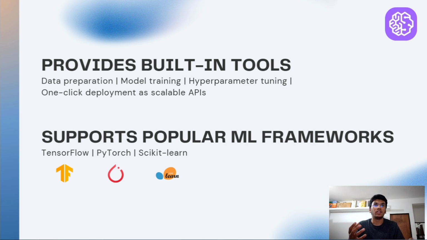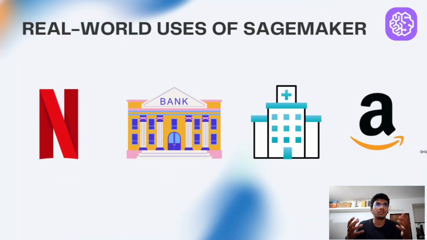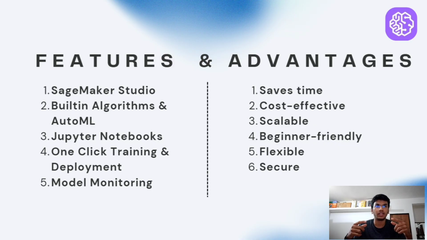So here are some real-world uses of SageMaker. First is Netflix. It recommends movies and shows. Also banks and healthcare. In banks, it detects fraud in transactions. In healthcare, it predicts diseases from medical data. Also, there is e-commerce like Amazon. It suggests products based on your shopping history. In short, it is a machine learning shortcut where you just bring your data and it takes care of training, servers, and deployment.